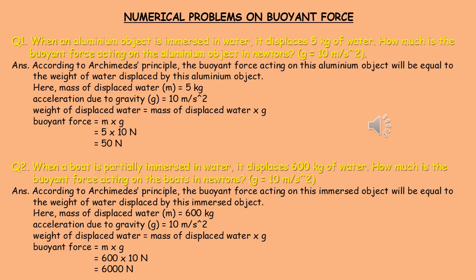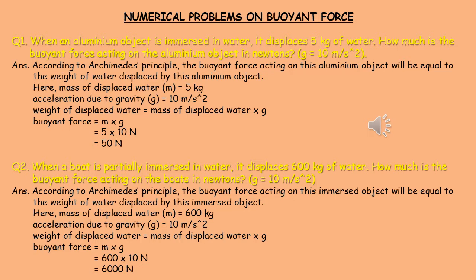Question number 2. When a boat is partially immersed in water, it displaces 600 kg of water. How much is the buoyant force acting on the boat in newtons? g is equal to 10 meters per second squared.